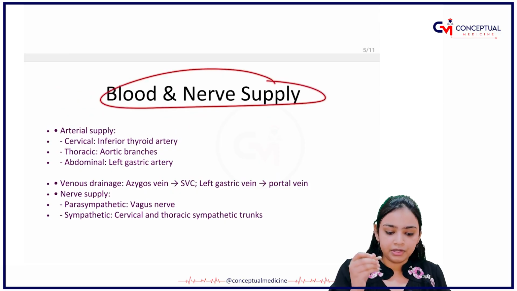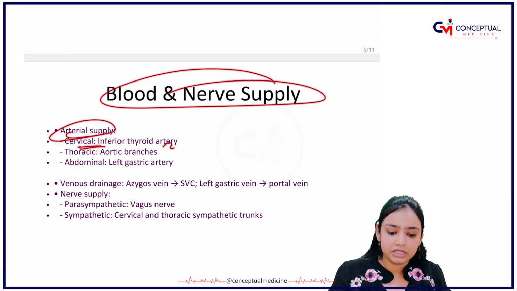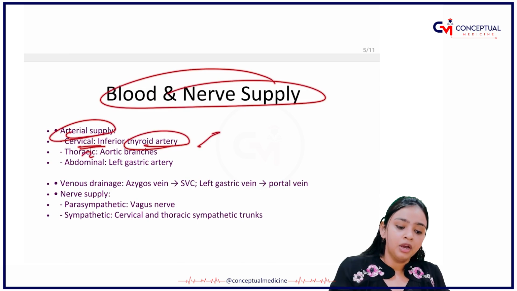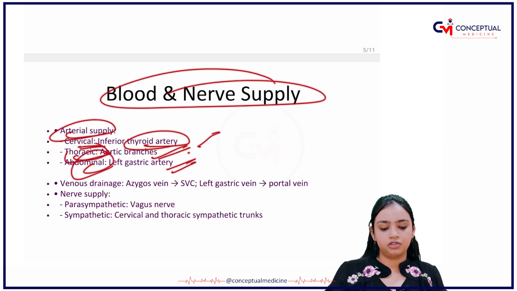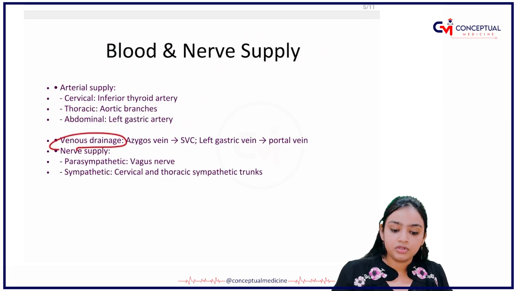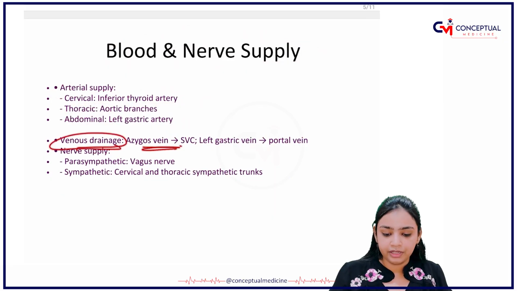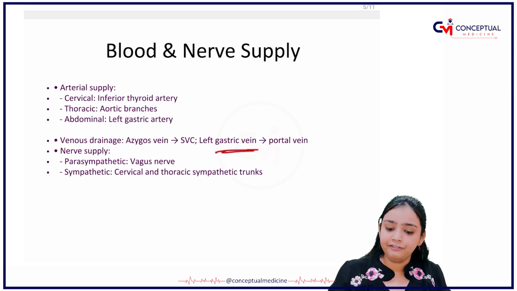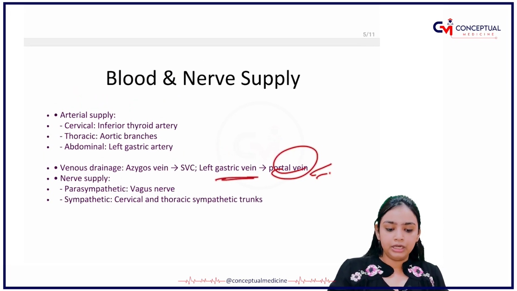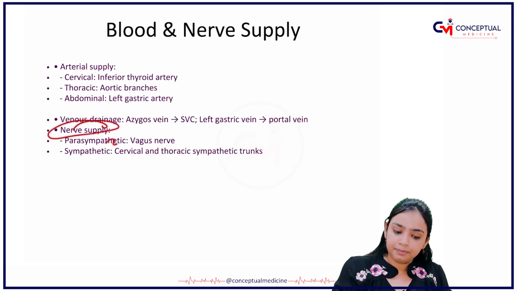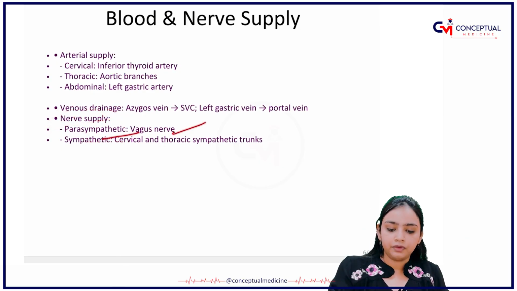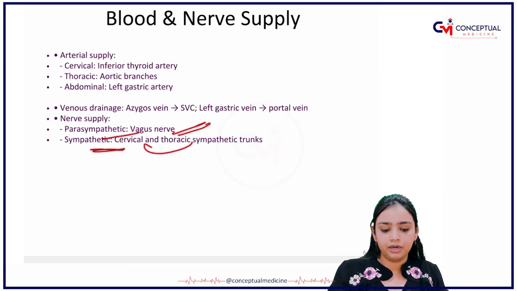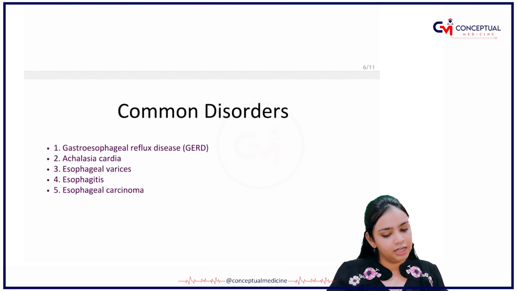Now, blood and nerve supply. For the arterial supply, the cervical part is through the inferior thyroid artery, the thoracic part through the aortic branches, and the abdominal part through the left gastric artery. Then you have the venous drainage: the azygous vein drains into your SVC, and the left gastric vein drains into your portal vein. If I talk about the nerve supply, you have parasympathetic and sympathetic nerves. The parasympathetic is the vagus nerve, and the sympathetic is from the cervical and sympathetic trunks.